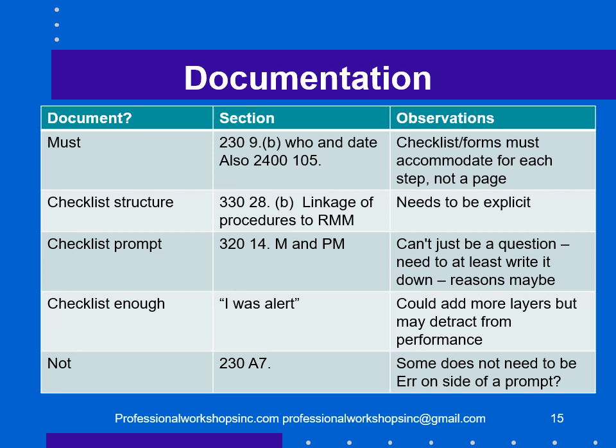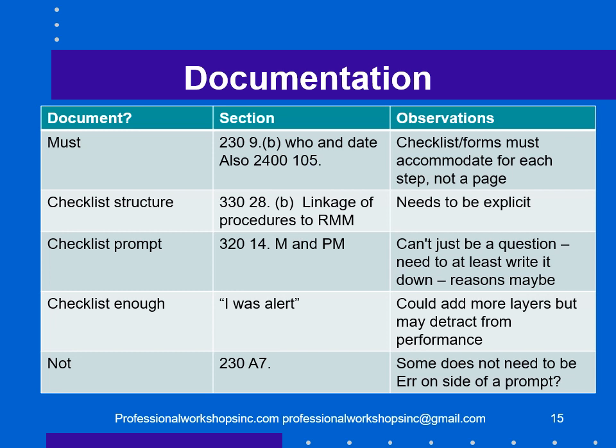The extent of the review can be included in the wording on the checklist or the form. Some things I think have to be accommodated by the checklist structure. For instance, 330.28b. You must document the linkage of procedures to the assessed level of risk of material misstatement.